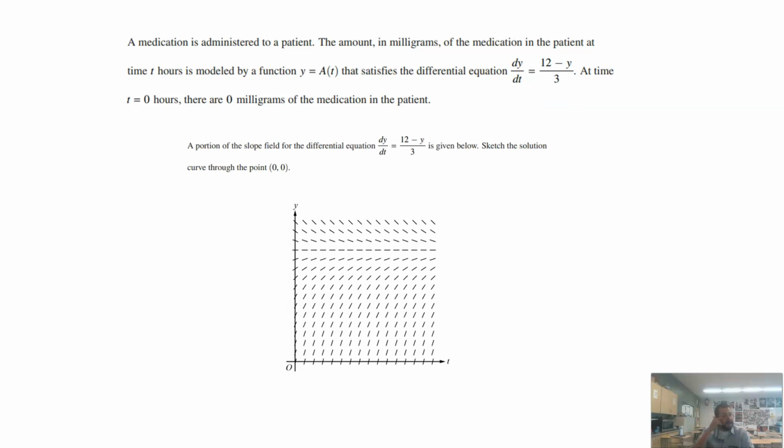and that's what the derivative tells us. So we look at letter A, and it says a portion of the slope field for this is given below. Sketch the solution through the point 0, 0. So it's basically saying, I know my solution goes through 0, 0. What's it going to look like? And we more or less just follow the slope field until we get to this nice horizontal asymptote, and that's it. That's your answer to letter A.